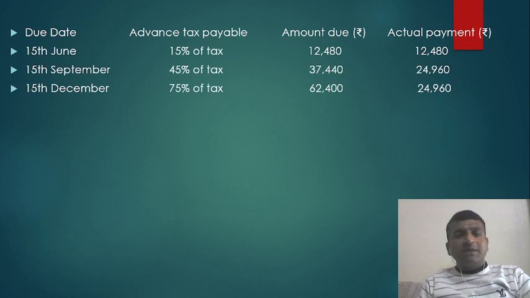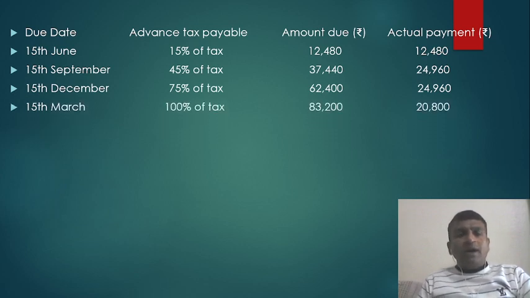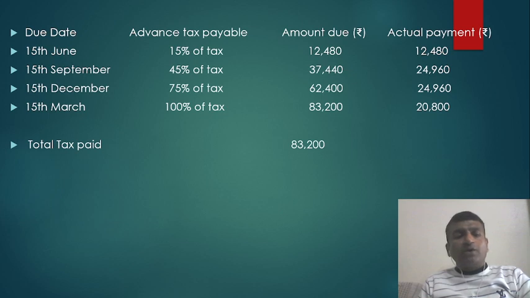By 15th December, you have to pay 75% of your tax. The total tax by this time you have to pay will be 62,400. That means the balance of 24,960 you have to pay. And by 15th of March, 100% of tax you have to pay, that is 83,200. That is the remaining balance of 20,800 you have to pay. The total tax that you have to pay in advance will be 83,200.